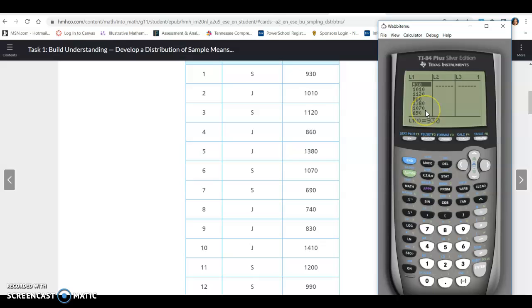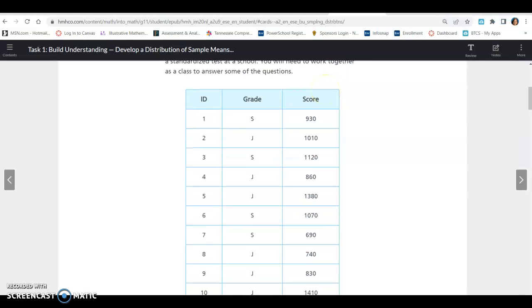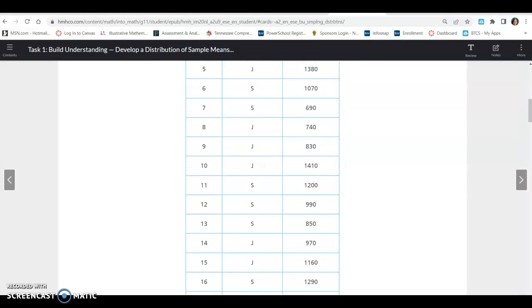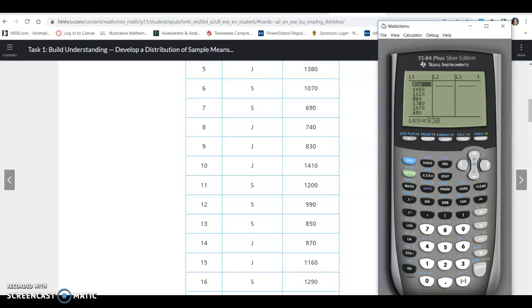I've already taken time to do that. But again, I think it's important that you enter these numbers. All you're going to do is enter the scores. So you're going to enter all the scores in L1, and then I'll show you how to calculate the mean and standard deviation from those scores.